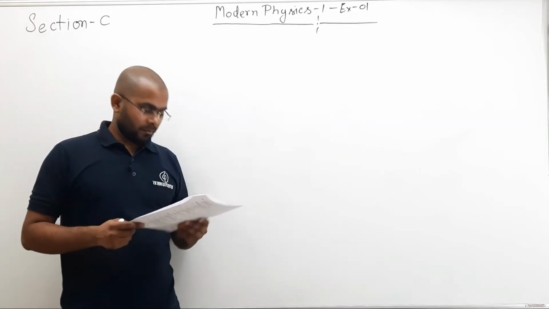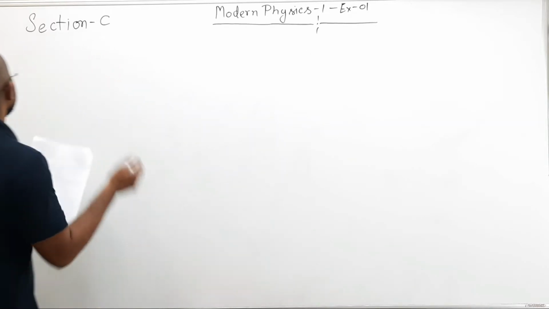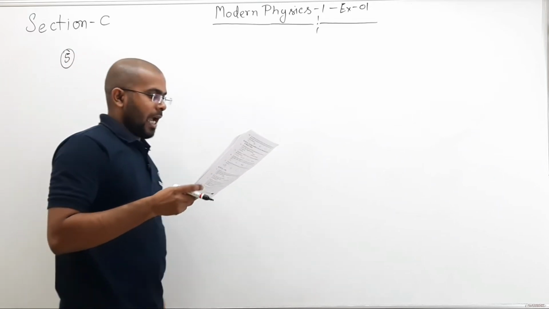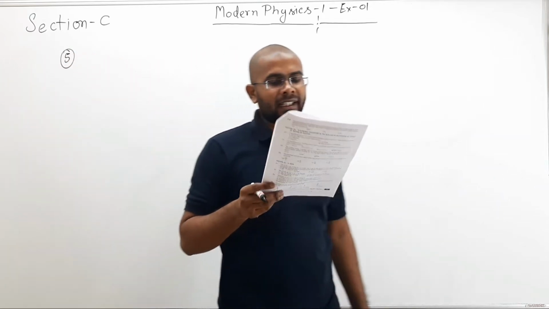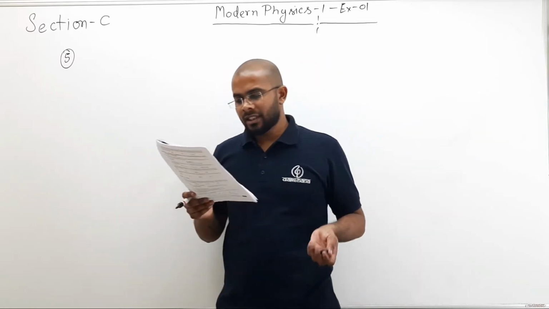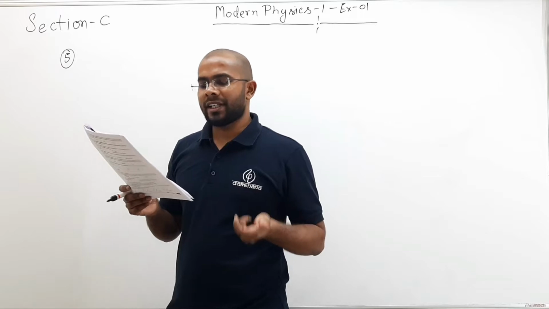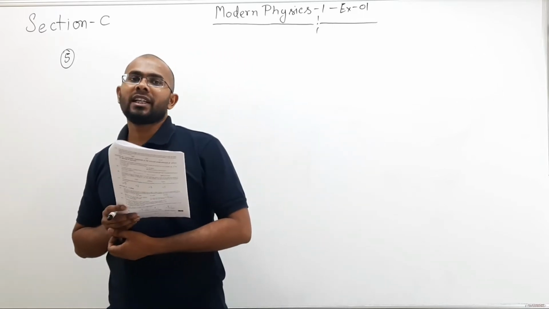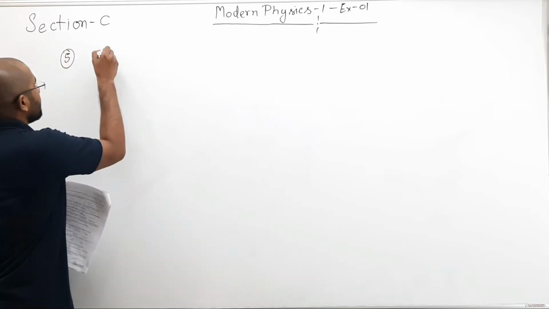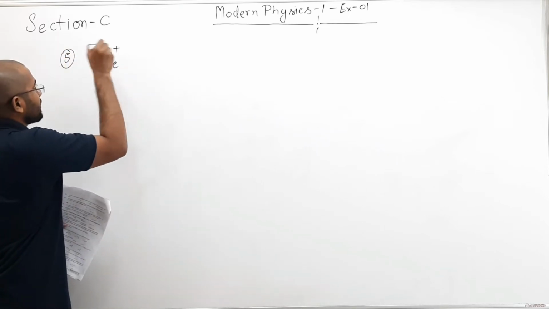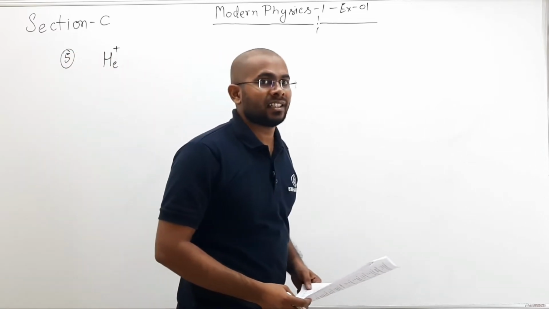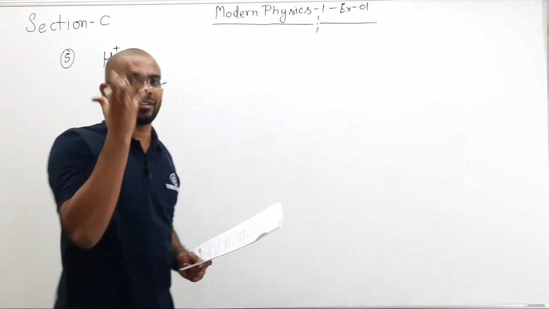So let us solve question number 5, question number C5. What is question number 5? The ionization potential for the second helium electron is. What is ionization potential? Nothing but how much energy must be provided to remove that electron from the atom. So the second helium electron, meaning your helium is already He plus, meaning it is a hydrogen-like species, meaning there is only one electron.